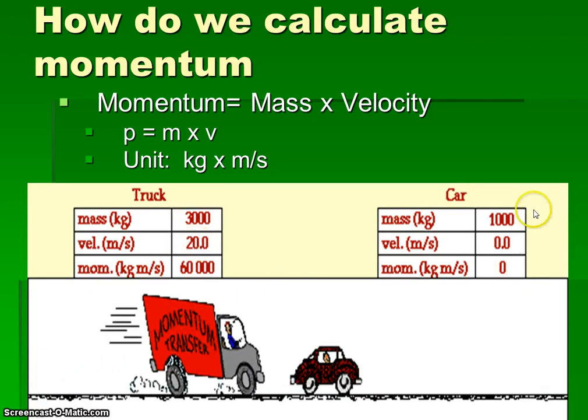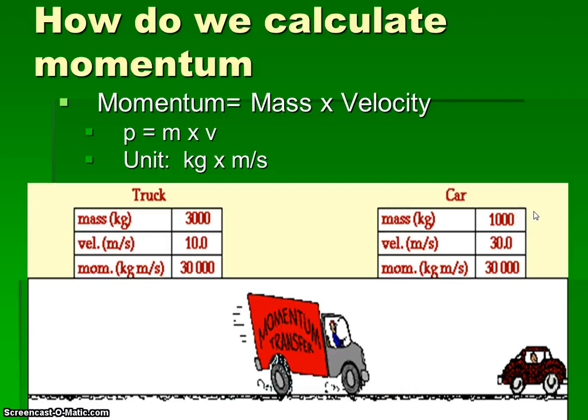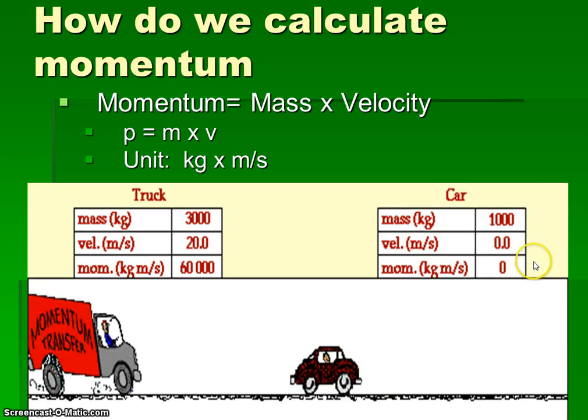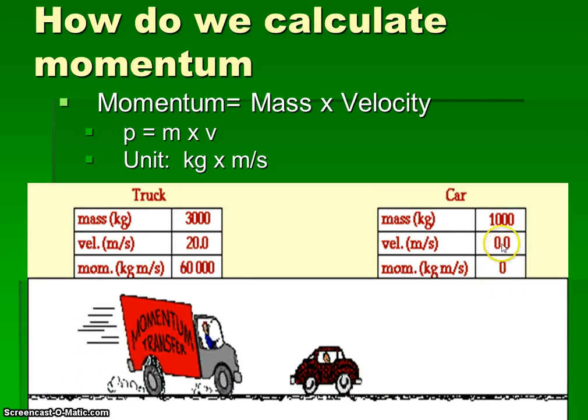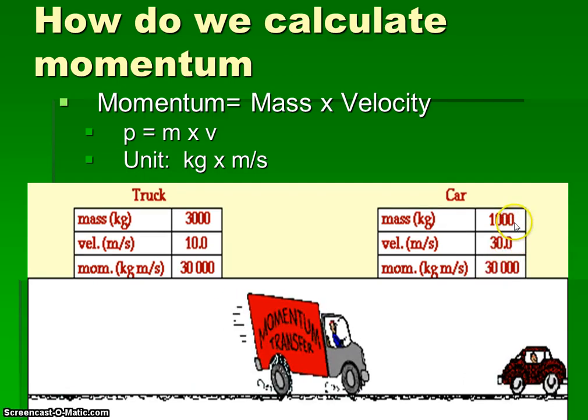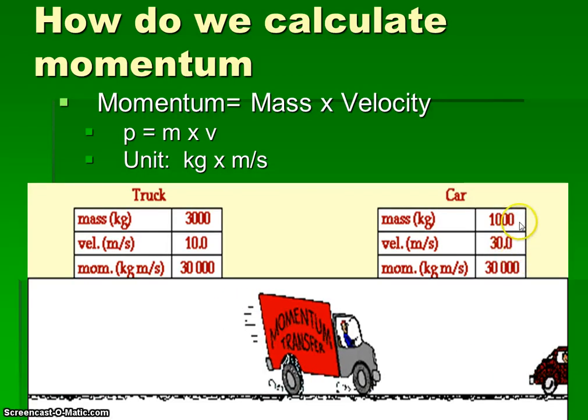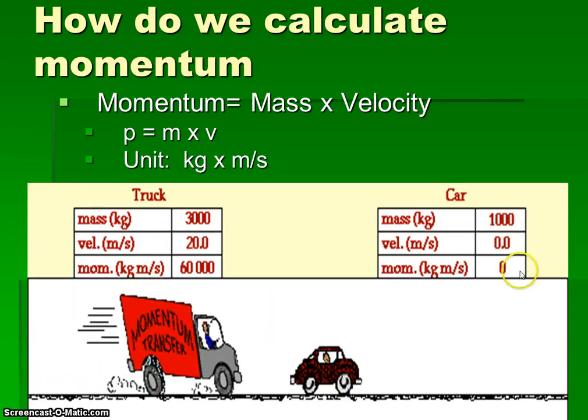Okay, and the same thing with the car, except initially the car is not moving, so at the beginning its momentum is 0 because its velocity is 0. But then afterward it does have velocity, but still the mass times the velocity is equal to the momentum.